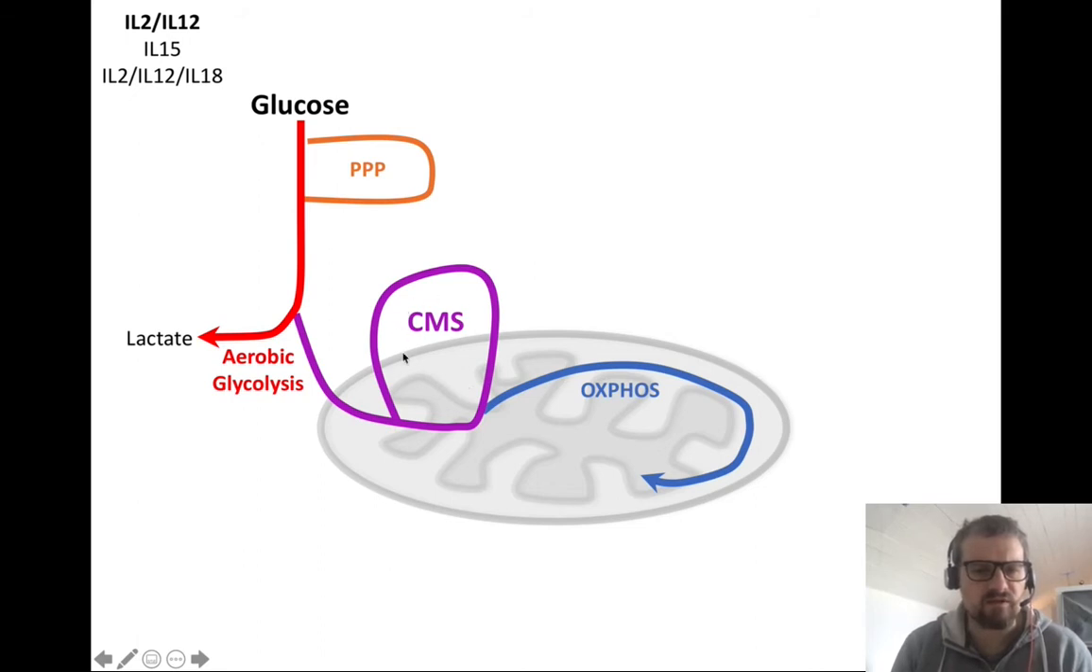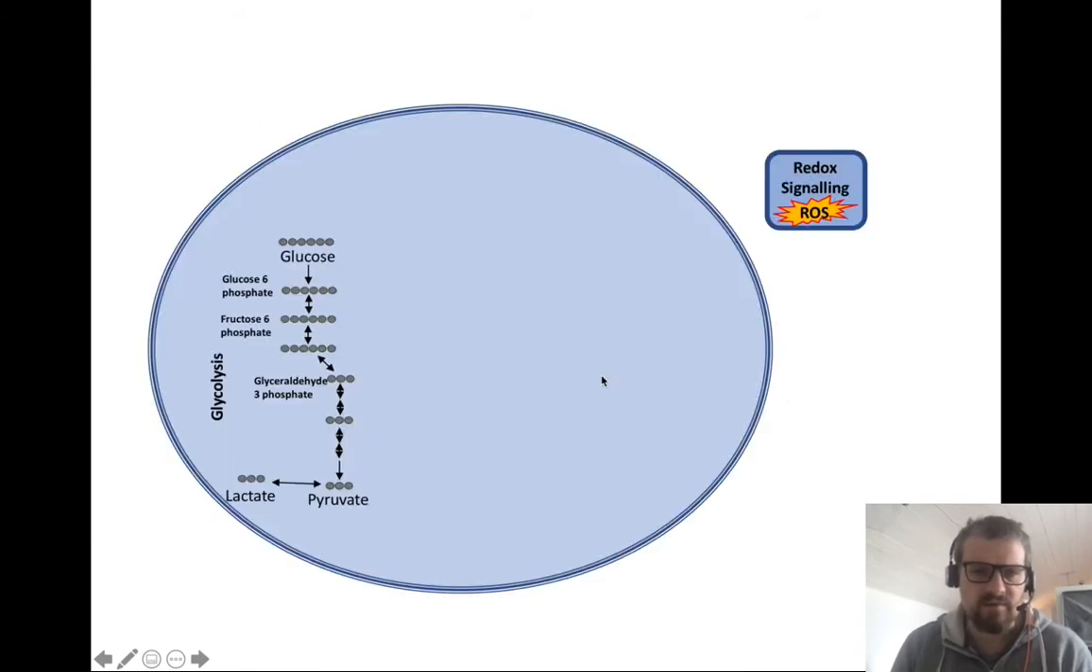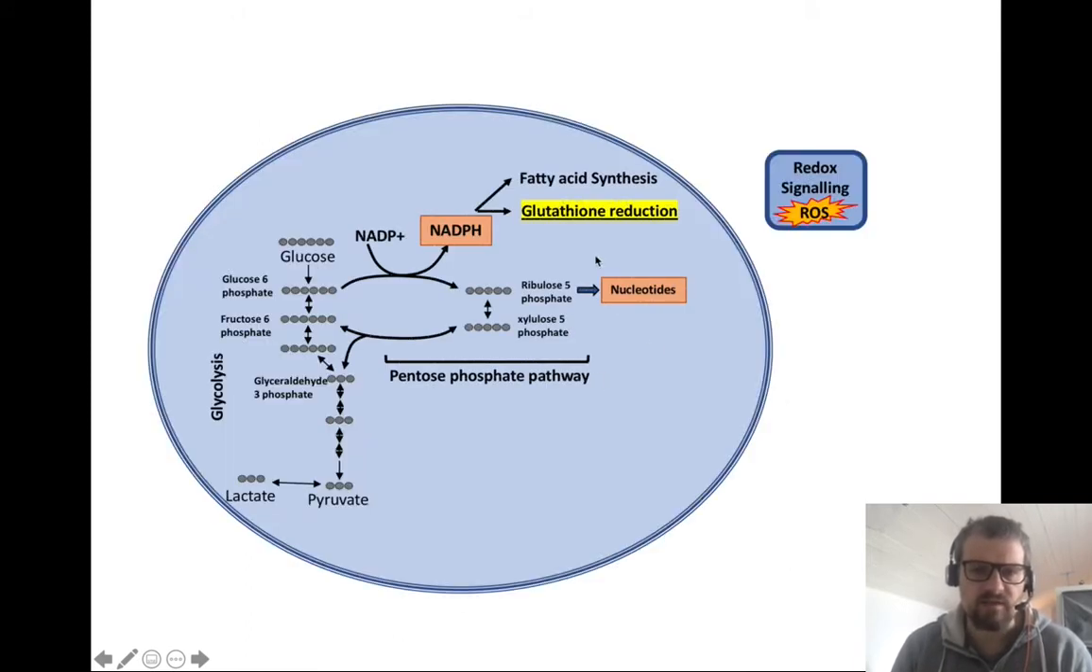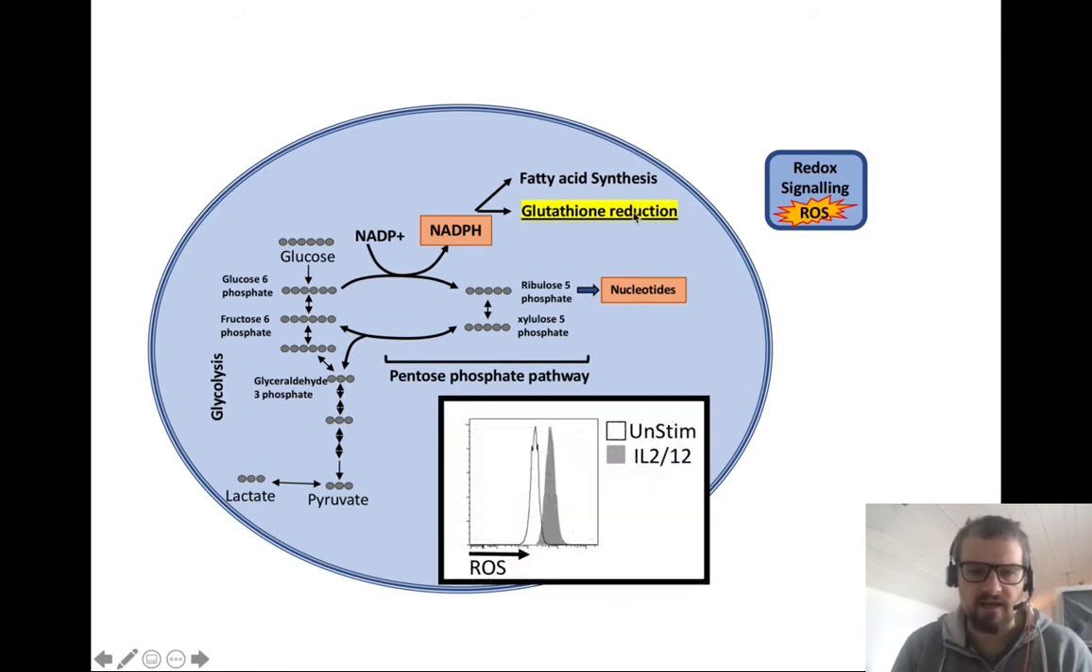So we will also discuss the fact that NK cells are quite interesting because they don't use the TCA cycle. They use the citrate malate shuttle, which I'll describe later. But nonetheless, they still have high levels of OXPHOS. So remember, this is the pentose phosphate pathway, as we said. And just reminding you that it's a branch of glycolysis, and it's important for dealing with reactive oxygen species. And as I said, we measured reactive oxygen species in the NK cells, and certainly when you activate with cytokine, you get this clear increase in reactive oxygen species being produced within the cell.